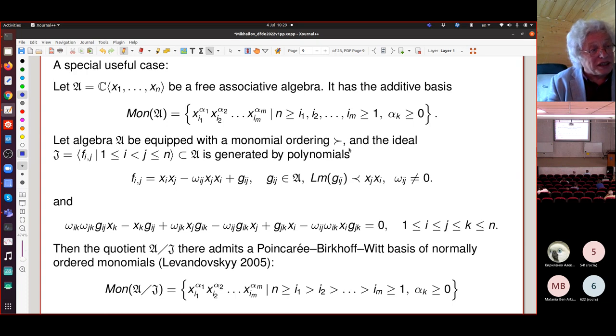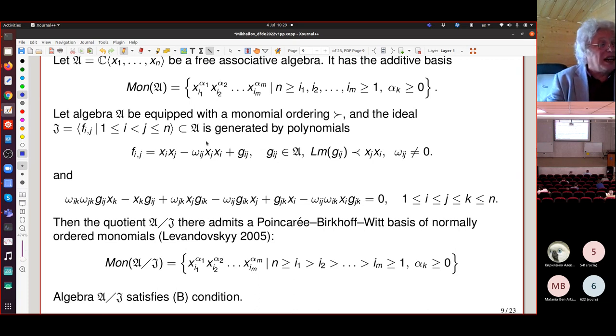Now, let this algebra be equipped with a monomial ordering, so that one monomial is bigger than another, and there is a smallest monomial, etc. I will not go into details here. Then we can consider a set of polynomials of this form: if we swap x_i and x_j, where i and j are any from 1 to n, we have n generators, and we can swap any two, the result will be multiplication by a constant omega, which we don't know but is non-zero, plus some polynomial whose leading monomial is smaller in our ordering than what we swapped.